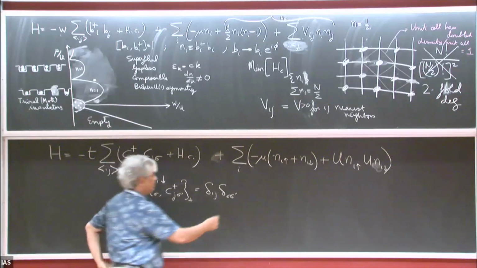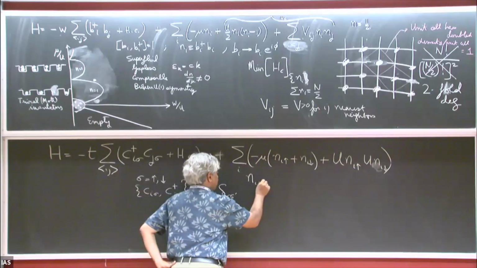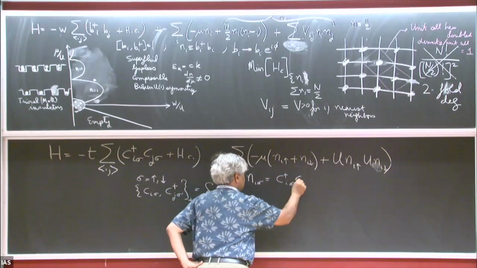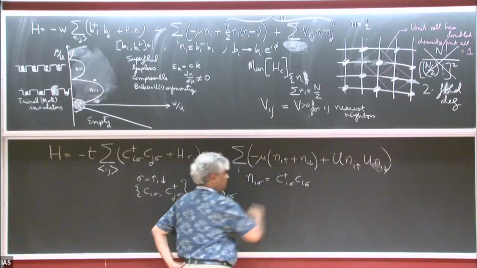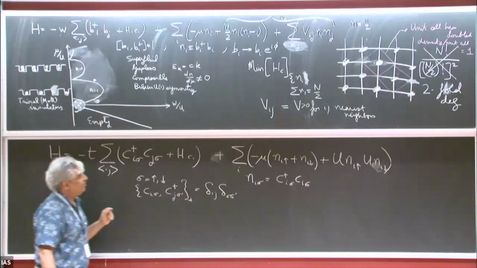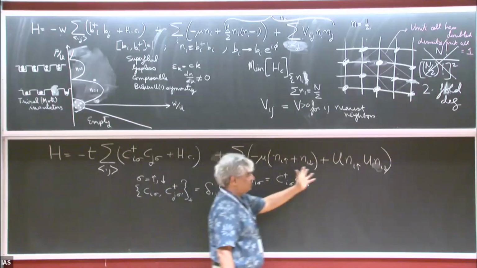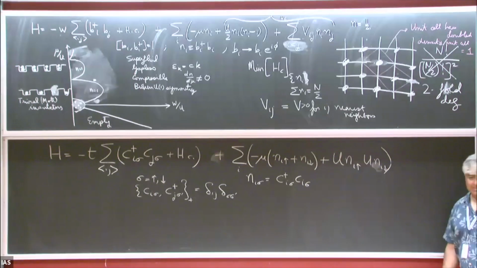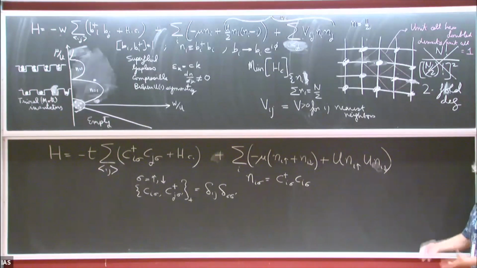And of course, n_{iσ} is the number of particles with spin up or spin down. There's no sum over sigma on the right-hand side. The first thing that might confuse you is that this Hubbard interaction term doesn't look spin rotation invariant. But it is, so this is the way you write it. And it is spin rotation invariant.